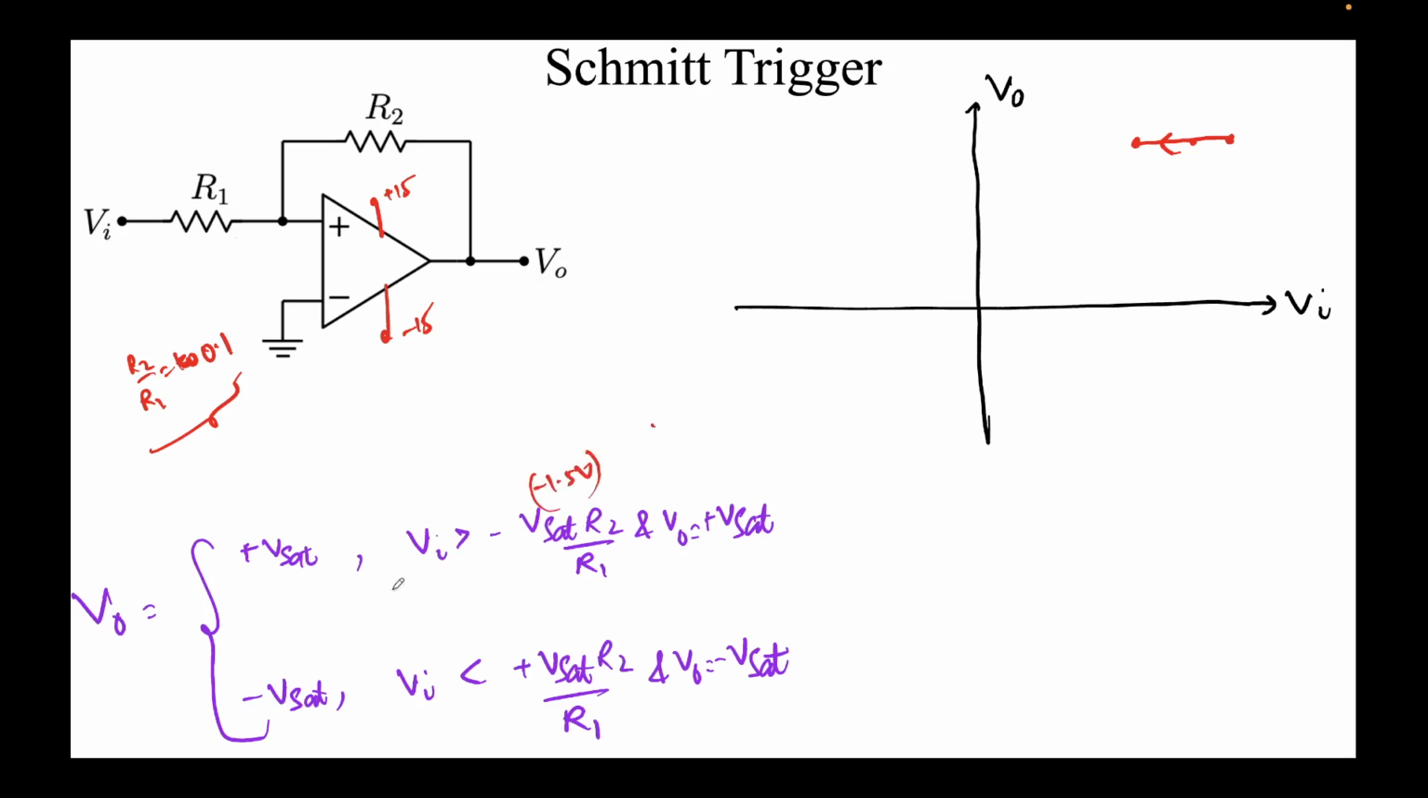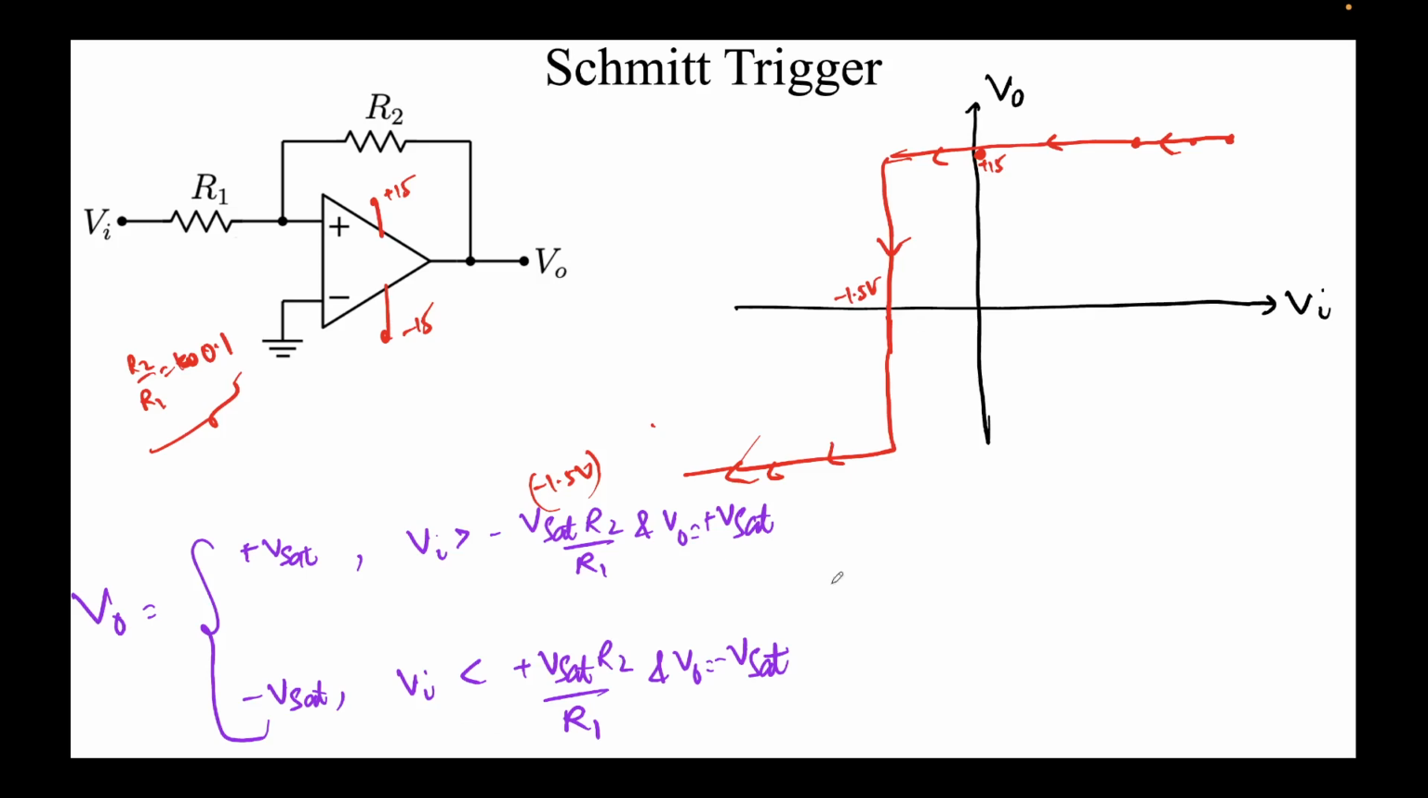So this implies that Vi switching, V out will switch from plus V sat to minus V sat at minus 1.5. Let's mark this minus 1.5 over here. So till this time V out will remain high, and only at this stage it will switch. We denote it like this, and this is plus V sat, so this is plus 15 volts. And it will remain like this throughout.